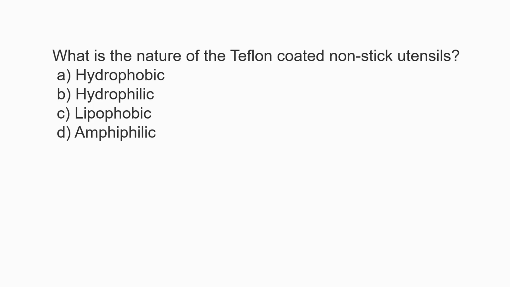Now, here is the next question. What is the nature of the Teflon coated non-stick utensils? Here the correct answer would be hydrophobic. Teflon coated non-stick utensils are common utensils that we have in our homes, and we use them for cooking. If you try pouring water on it, you can see droplets of water instead of covering the entire surface. That is because the surface is hydrophobic, that is water hating. So the droplets are formed of water instead of it covering the entire surface.